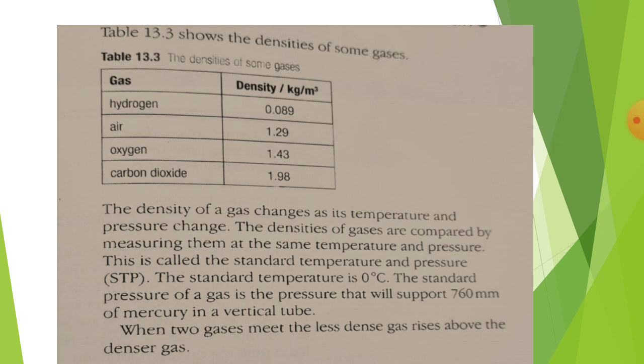This is table 13.3 and it shows densities of some gases. Because gases are affected by temperature and pressure, their density is also affected by temperature and pressure. So the densities of gases are compared by measuring them at the same temperature and pressure. This is called the standard temperature and pressure. The standard temperature is 0 degrees Celsius. The standard pressure of a gas is the pressure that will support 760 mm of mercury in a vertical tube.